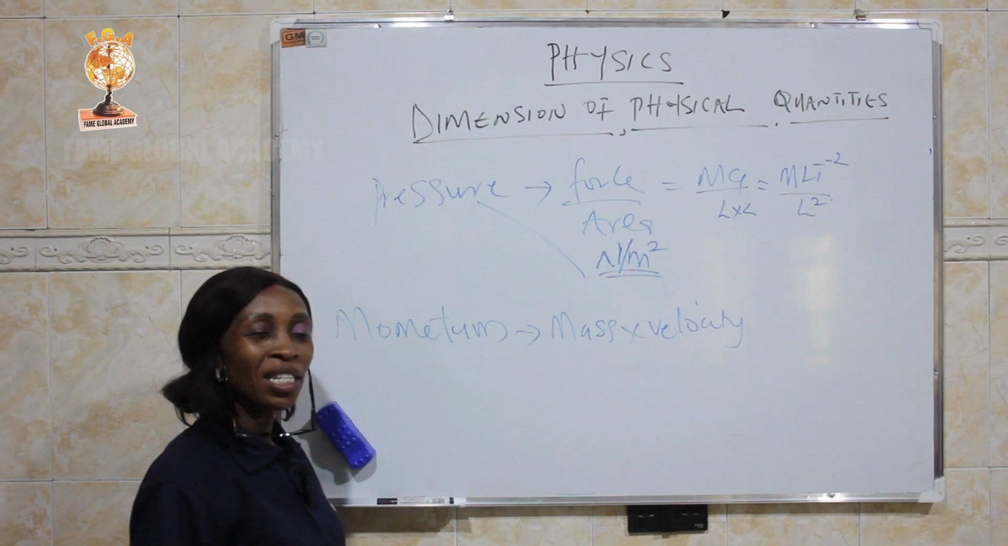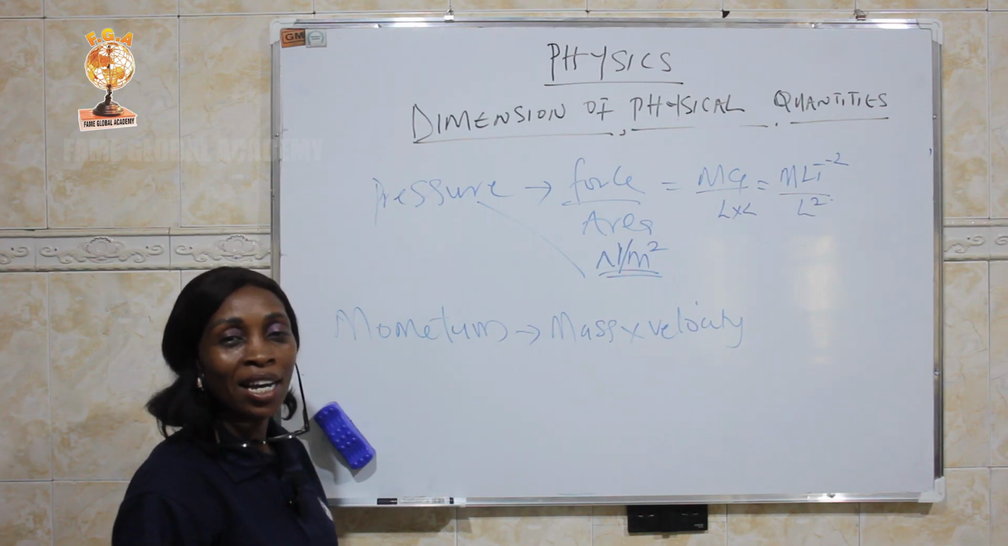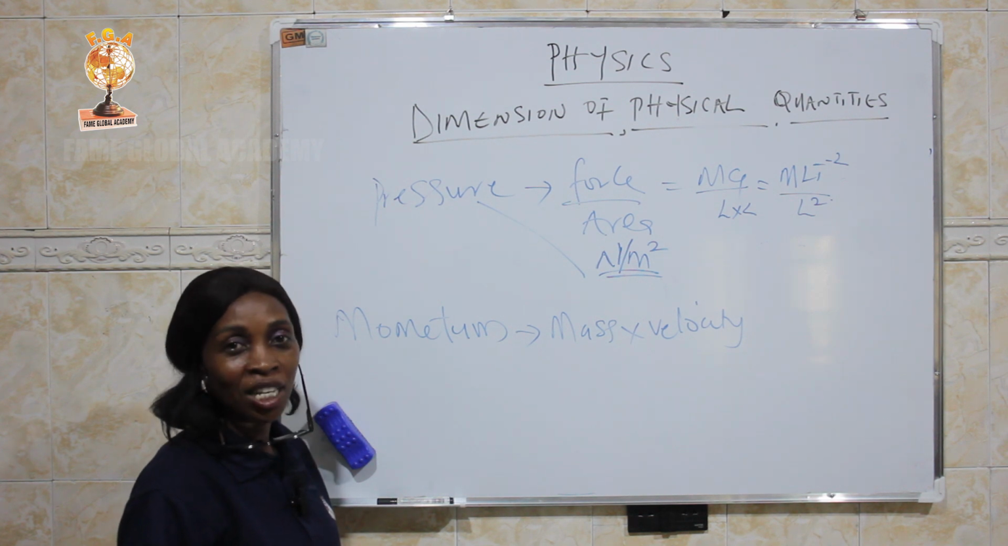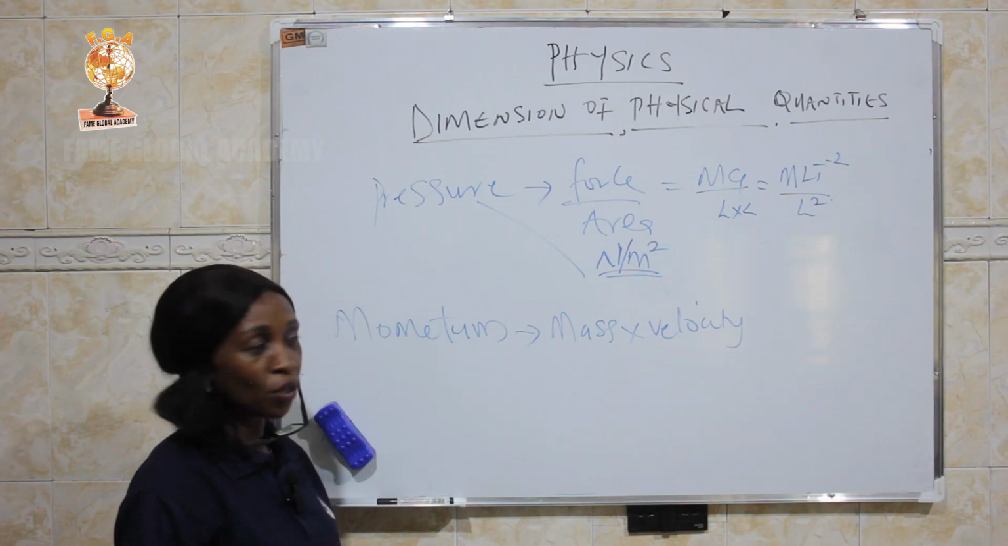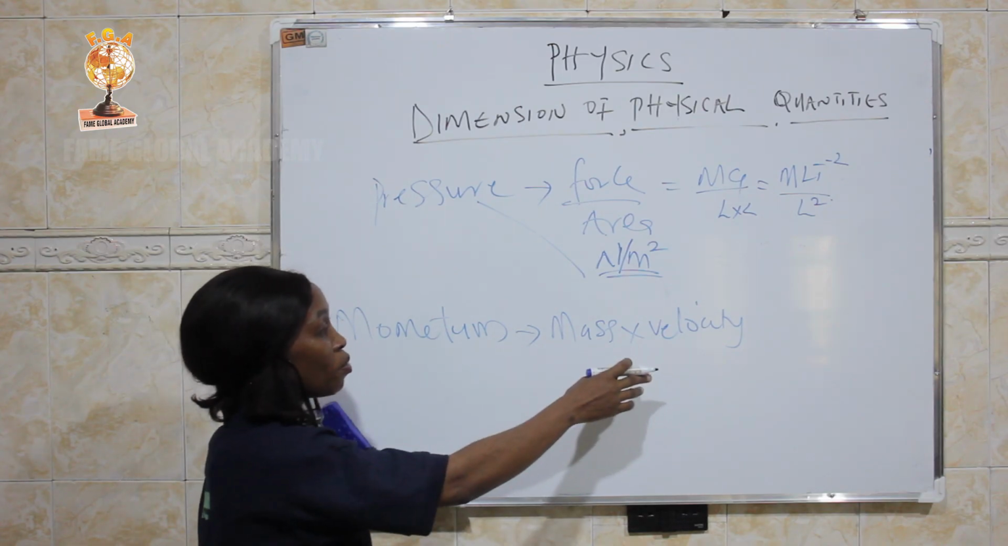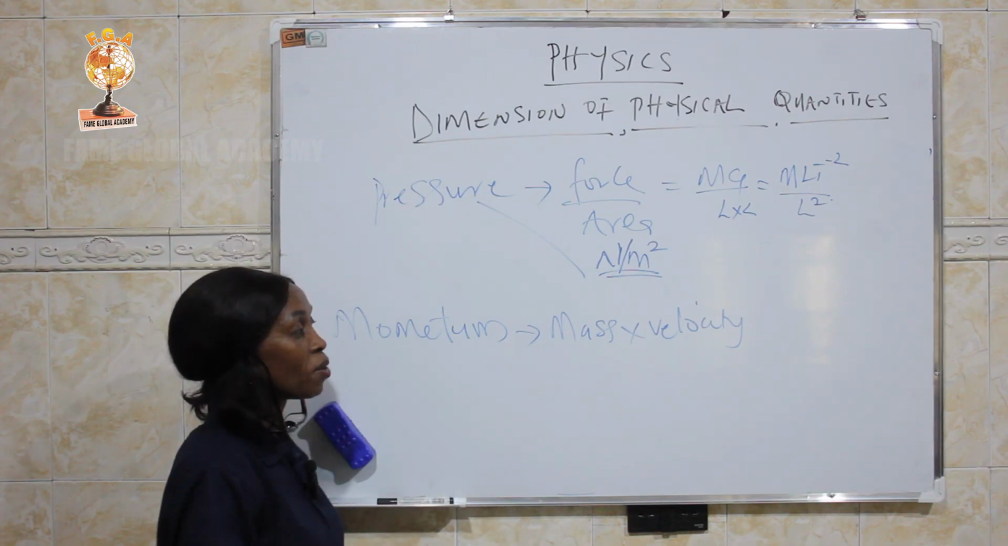Somebody will say the formulas are becoming too much. That is why you are a student. You learn as many formulas as possible. They are for your consumption. The more you learn them, the more they become part and parcel of you. So mass times velocity is the formula for momentum.